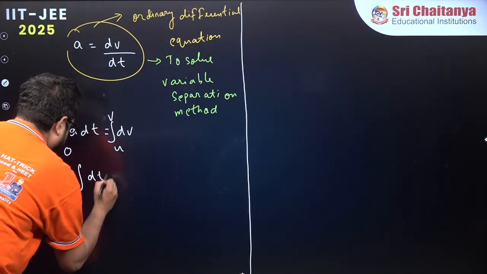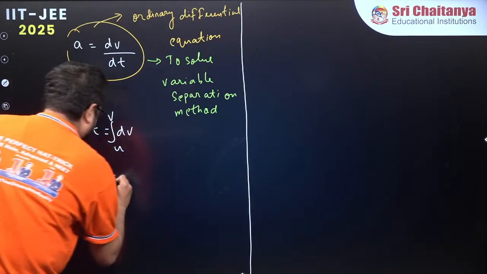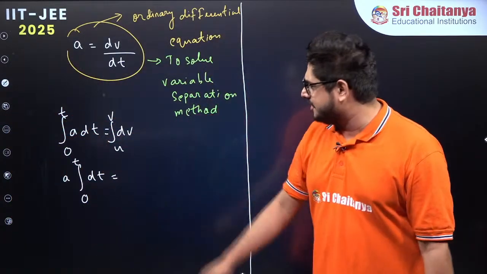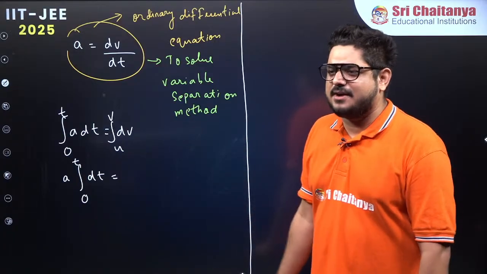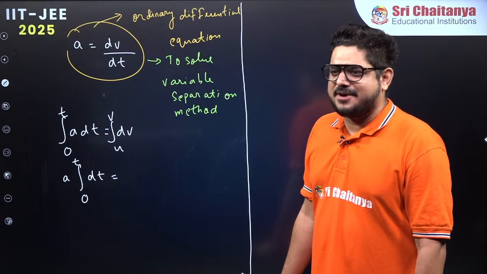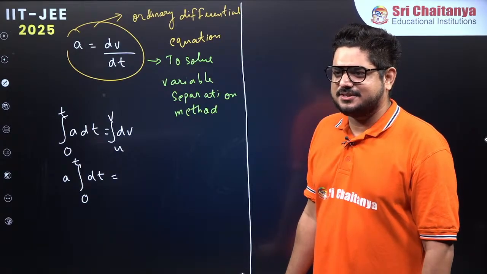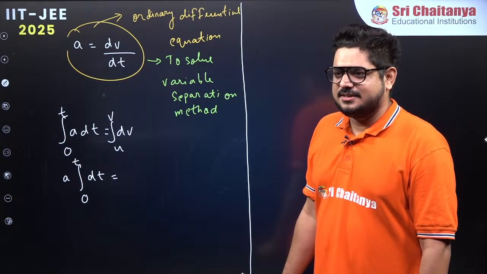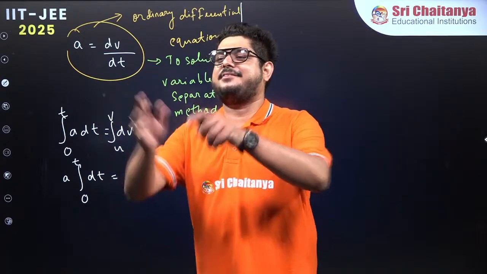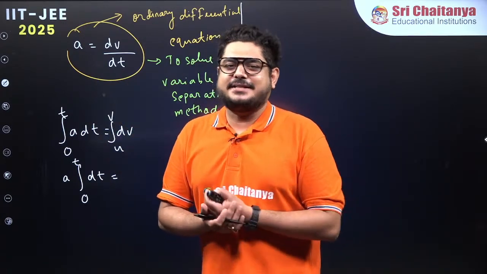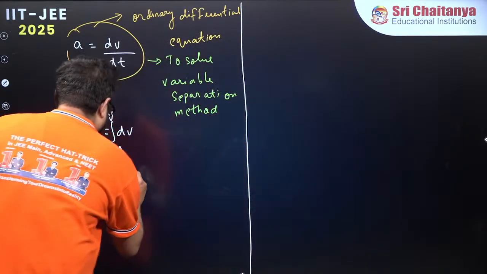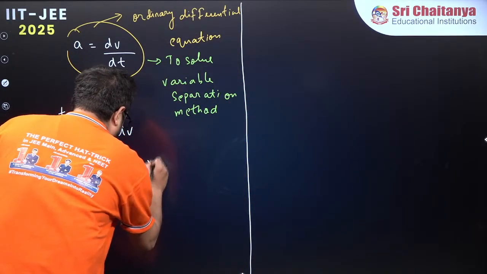Integral of dt from 0 to t is equal to, what do you think will be integral of dv? Write it down over there in the chat box. What is integral of dv, everyone? V, yes. It has to be V itself. So I will be getting V with limits u to V.